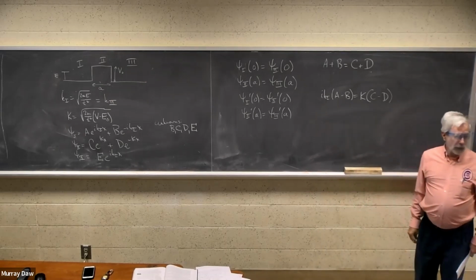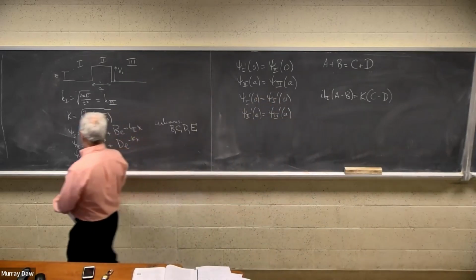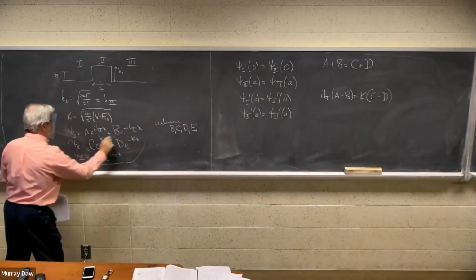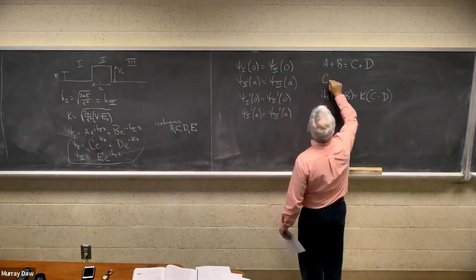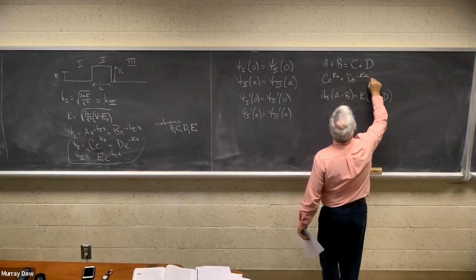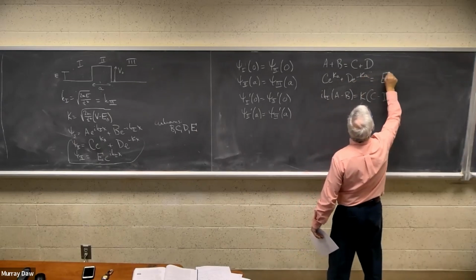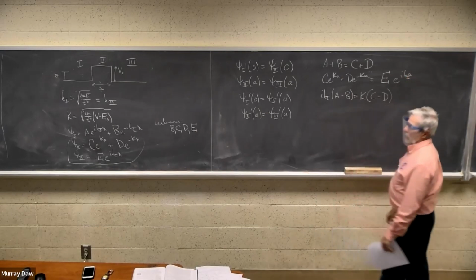Oh, let me write all this stuff down. Between 2 and 3 is these two. Between 2 and 3, there we go. Okay, C e to the kappa a plus D e to the minus kappa a is equal to E e to the i k a. There we go.